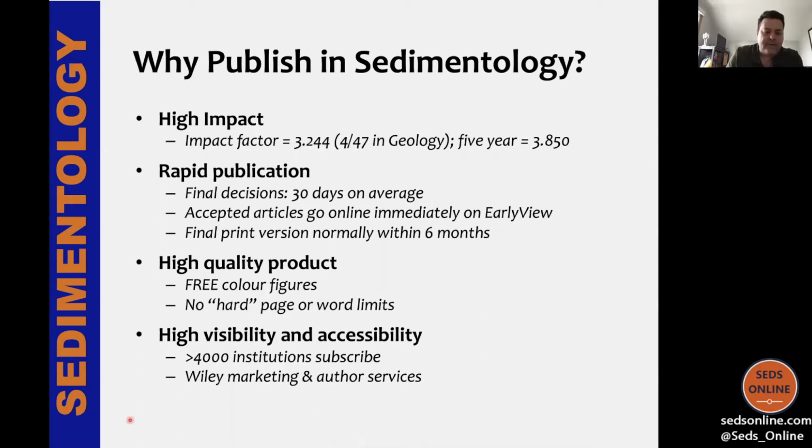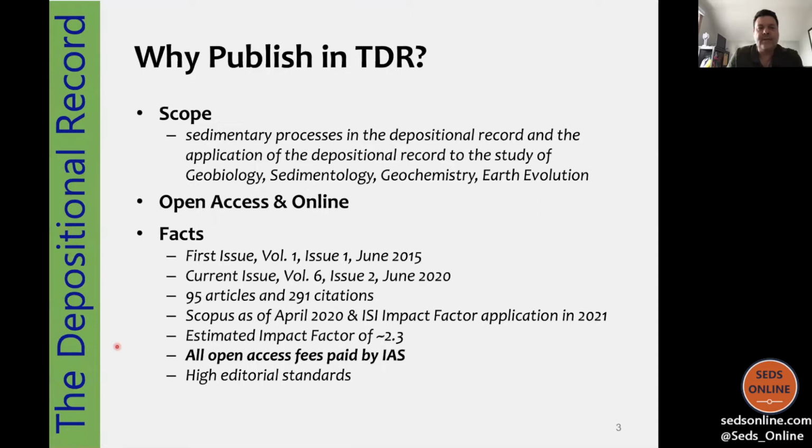And for our sister journal, the Depositional Record, which is a relatively new open access journal, which is really making some waves, so to speak, in the community, it has a slightly different scope. It focuses on sedimentary processes in the depositional record and the application of the depositional record to the study of geobiology, sedimentology, geochemistry, and earth evolution. Now, I mentioned that it's our open access and online journal. And one of the things I want to draw your attention to is that all open access fees are paid by the IAS. So there's no cost to you for open access publication.